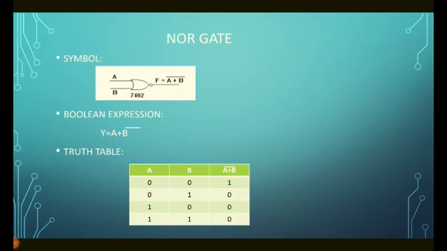Truth table. Here we have 2 inputs and 1 output. When we give both the inputs as 0, the output is 1. When we give one input as 0 and another input as 1, the output is 0. When we give one input as 1 and another input as 0, the output is 0. When we give both the inputs as 1, the output is 0.